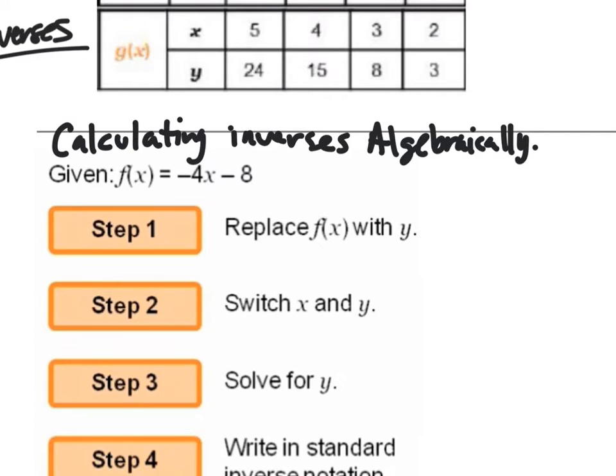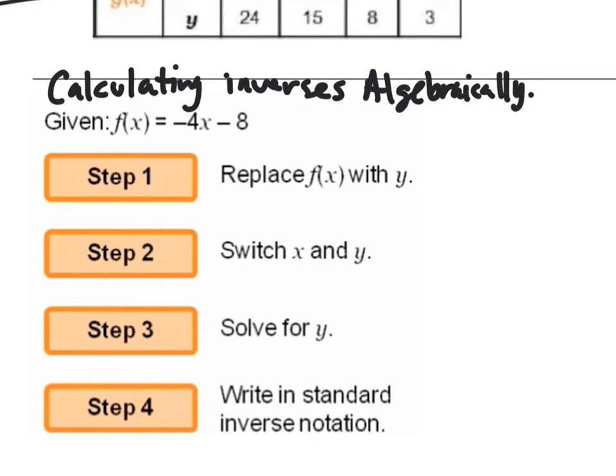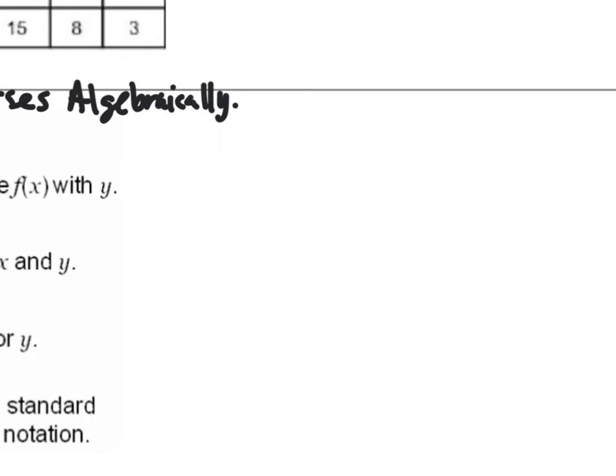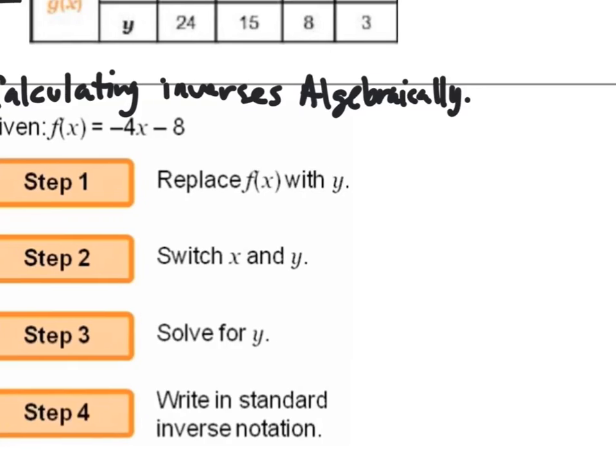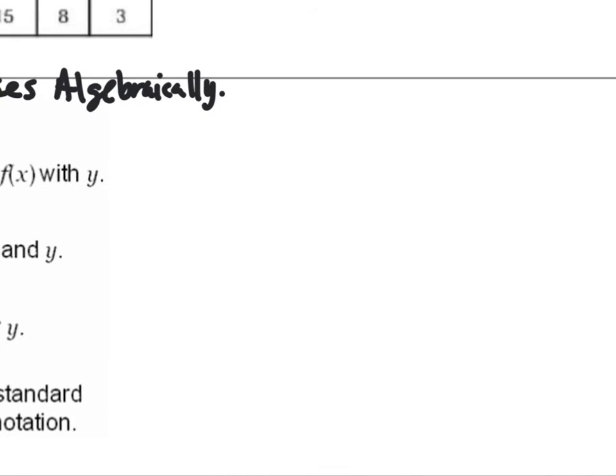You have this series of steps. Step 1, replace f of x with y. Step 2, switch x and y. Step 3, solve for y. Step 4, write that in standard inverse notation. So I'm going to go through this. Before I do step 1, let me rewrite that function: f of x is equal to negative 4x minus 8.